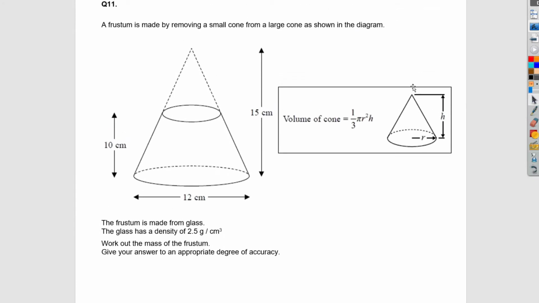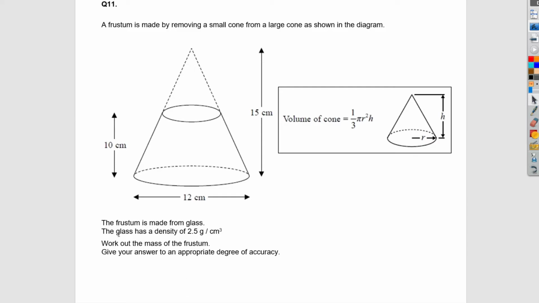Frustum. A frustum is made by removing a small cone from the large cone, as shown in the diagram. So this is the frustum. This shape here is more like a shade which we use for a dining table or a light desk. If you can imagine one of those desk lights, this is the shape we got. That's called a frustum. So we're removing this cone.